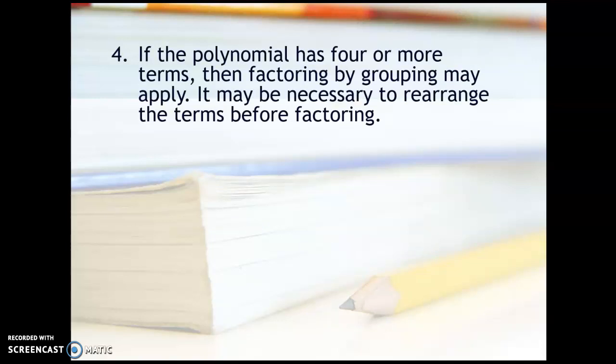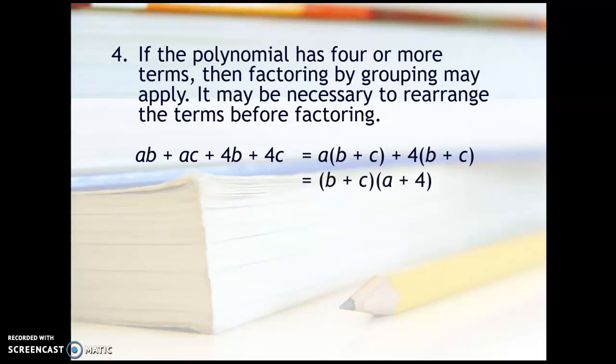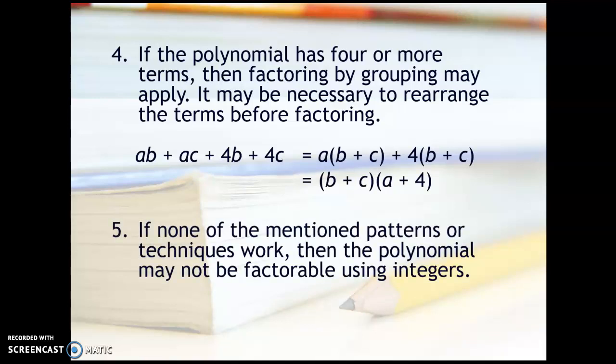Fourth, if the polynomial has 4 or more terms, then you should consider factoring by grouping. Examples are if you see something like this. The 2 factors on the right side of the equal sign, what they have in common are b plus c. If you factor out the b plus c, you'll be left with the a plus 4.